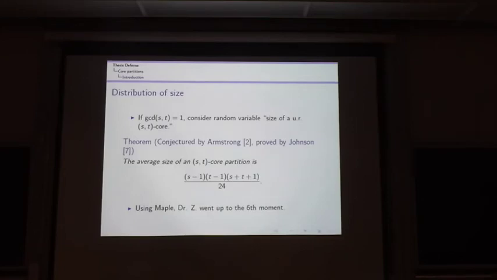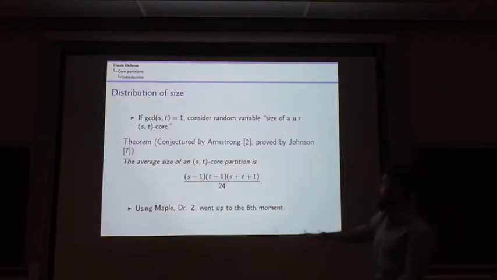Okay. So now, in the spirit of what we did with WOPs, we're more interested in not just enumerating these, but the distribution of the size. So, in other words, if you look at all S,T-core partitions, assuming that S and T are relatively prime, you have some set of partitions that's finite. And you can define the random variable that's the size of one of those partitions. And so the question we're interested in is what is the distribution of that?